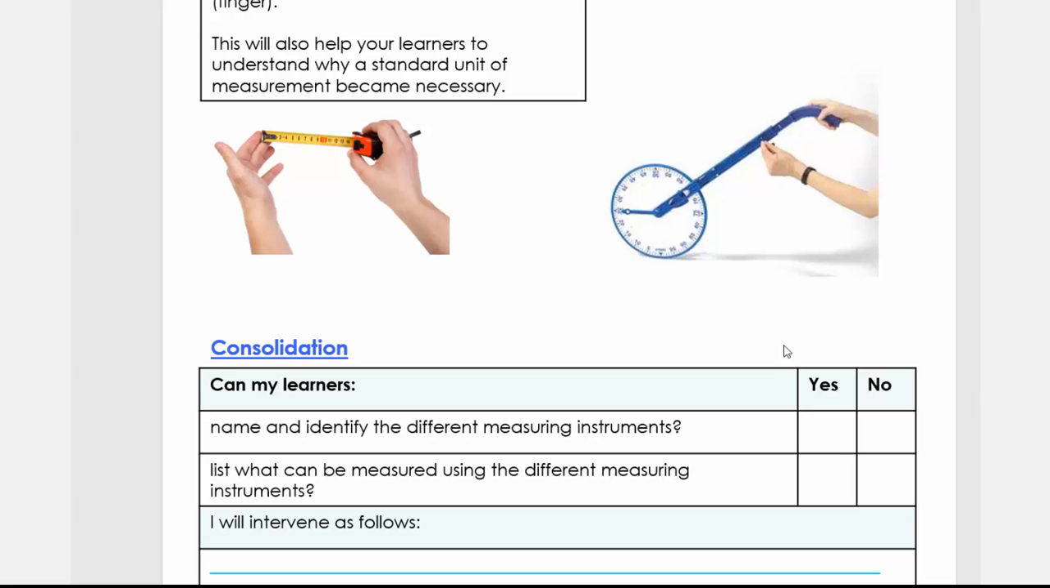If you got both yes, we're going to carry on with the next lesson. If you have some no's, we're going to revise certain activities and questions, or you contact us at SA Teacher.